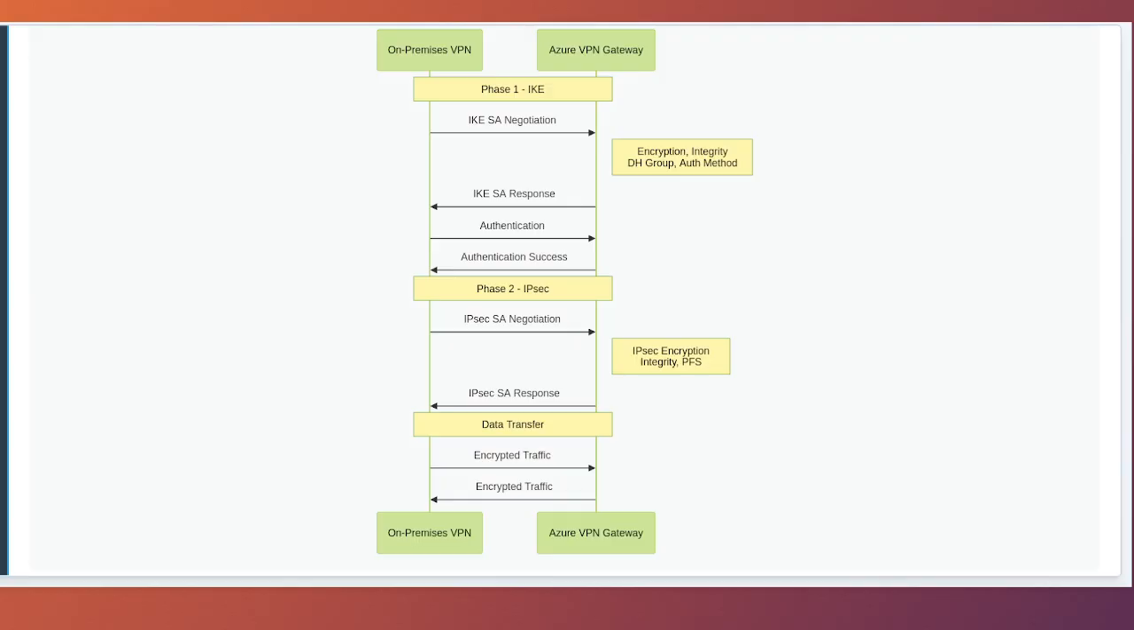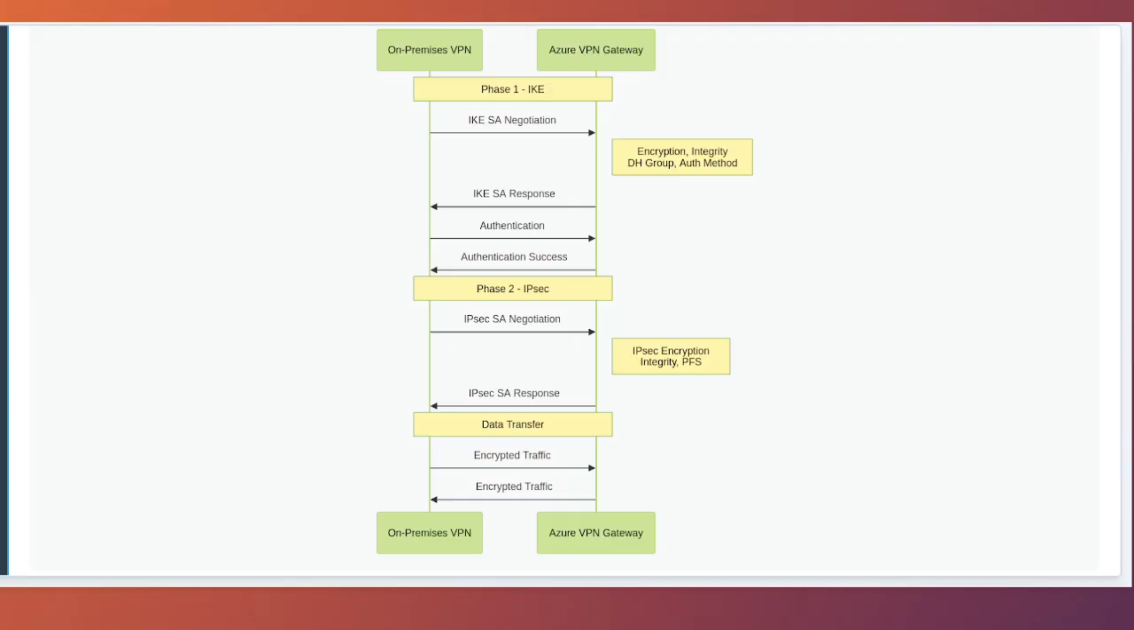The diagram shows the IKE and IPsec negotiation process. Phase 1 begins with the IKE-SA negotiation, where both peers exchange proposals containing encryption algorithms, integrity algorithms, Diffie-Hellman groups, and authentication methods. Both sides must agree on a common set of algorithms from their configured policies. After successful negotiation, the authentication step occurs, where peers verify each other's identity using the pre-shared key. This establishes a secure IKE tunnel.